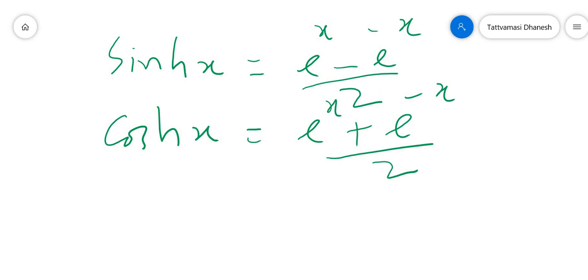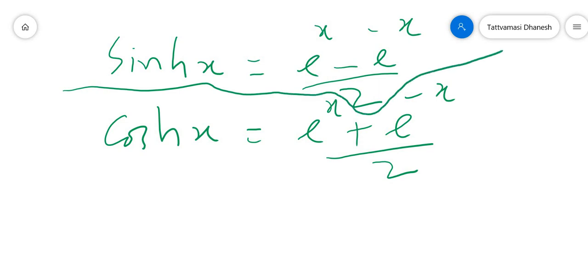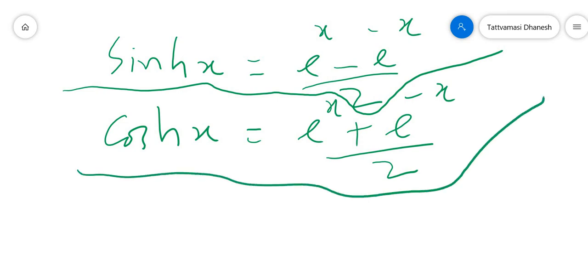So sinh x is known as the hyperbolic sine. It is e raised to x minus e raised to minus x, divided by 2. And cosh x is e raised to x plus e raised to minus x, divided by 2. Even in your high school classes, you learn that sine by cos is tan. In the same way, when you divide sinh x by cosh x, you will get tanh x. When you divide, you multiply with the reciprocal. This is the simplest mathematics you can use.